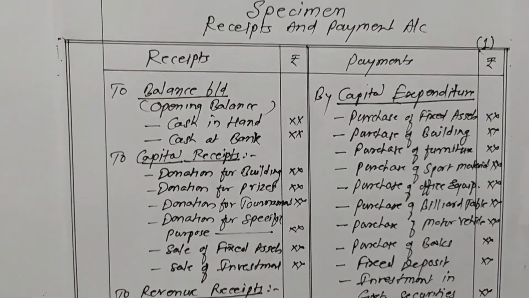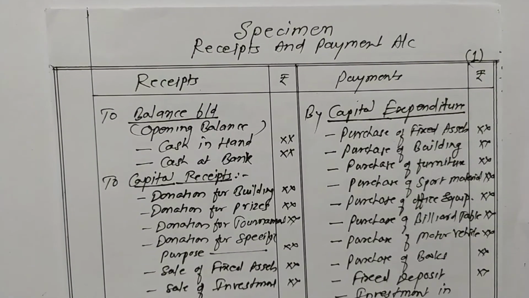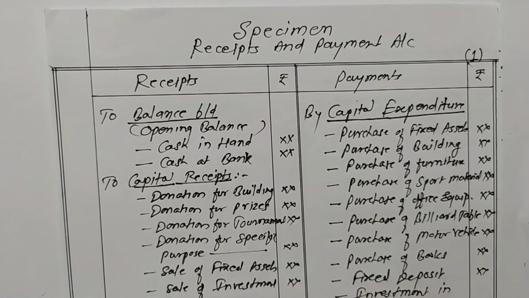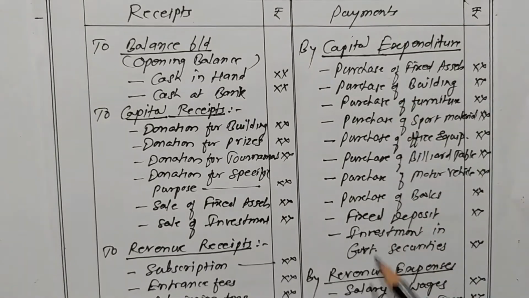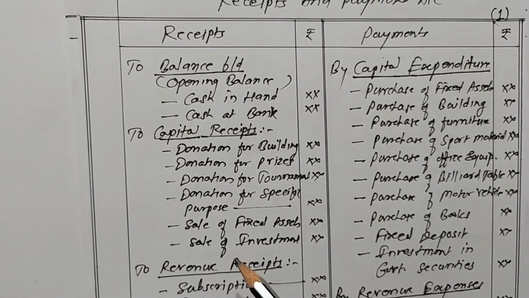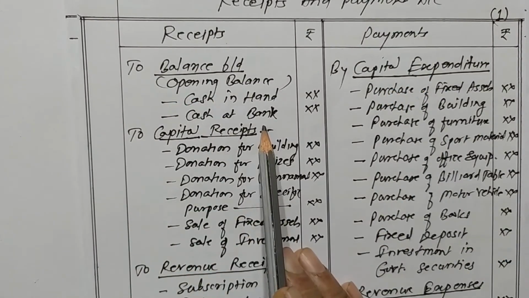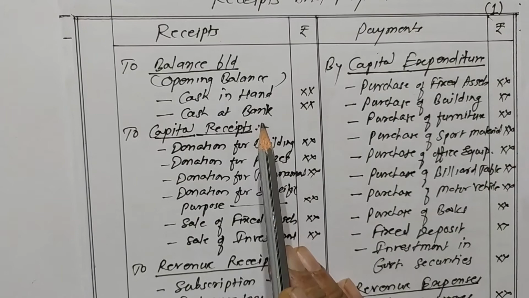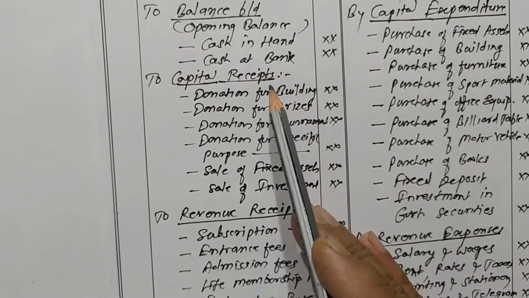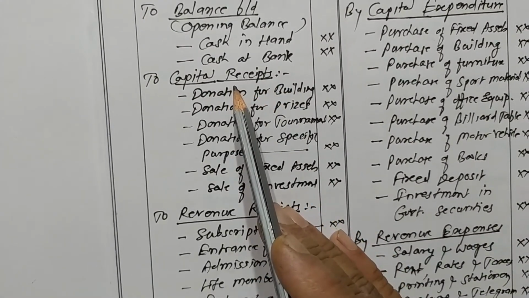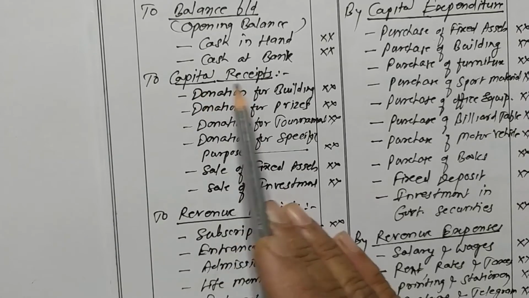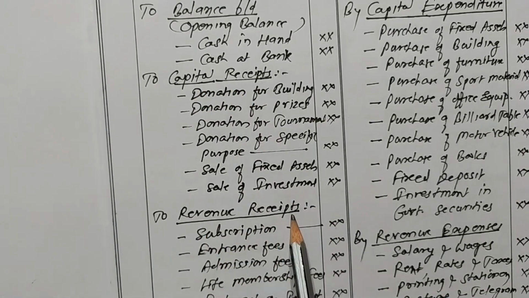Now, receipt and payment account. The specimen of the receipt and payment account is divided into two parts, namely the receipt side and the payment side. On the receipt side, total receipts are included, and total payments are included on the payment side. The receipt and payment account starts with the opening cash and bank balance and closes with the closing cash and bank balance. On the receipt side, the receipts include capital receipts as well as revenue receipts.